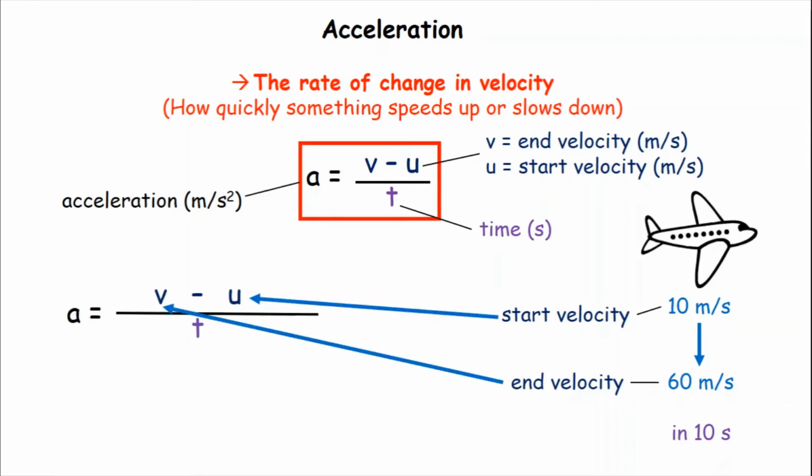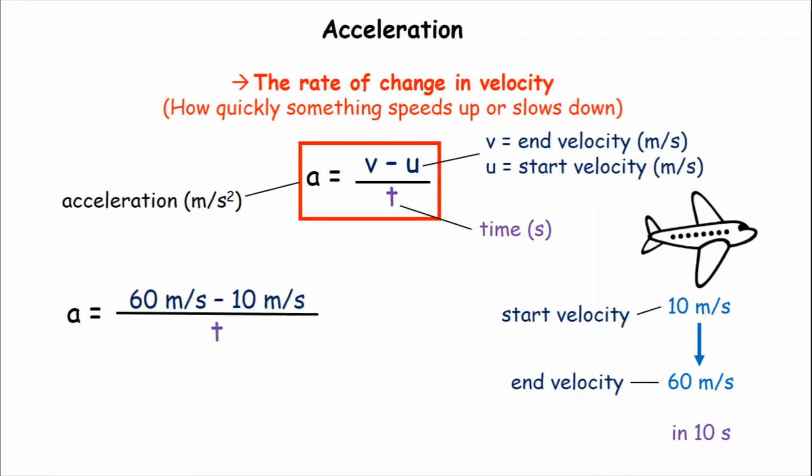Now we have to plug those numbers into our equation. So v minus u is 60 meters per second minus 10 meters per second, and the time t is 10 seconds. So 60 minus 10 is 50, 50 divided by 10 is 5, so the acceleration of this aeroplane is 5 meters per second squared.